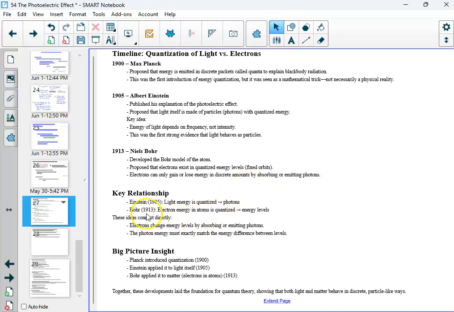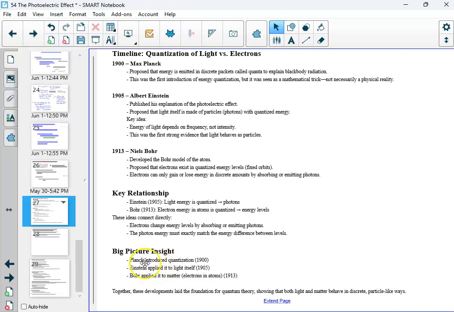And then, the relationship between things here: light is quantized as photons, and Bohr proposed electron energy levels. The ideas are obviously pretty linked here, right? Electrons change energy levels by absorbing and emitting photons. The photon energy has to exactly match the energy difference between the levels.